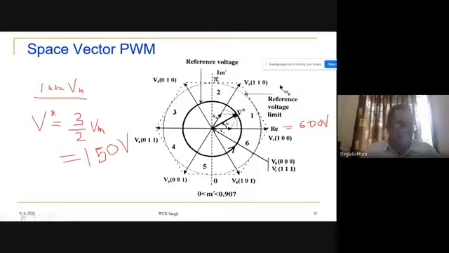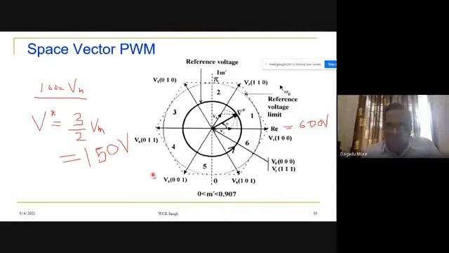If you see it here, that is the maximum V star possible in the linear region. Are you getting the inscribing circle? The circle which inscribes the hexagon will be the maximum magnitude we can get. So we take arbitrarily one V star value, which may be 150 volts. Now, how do we obtain this?